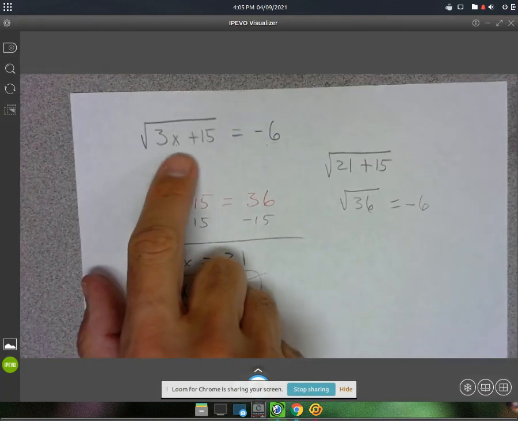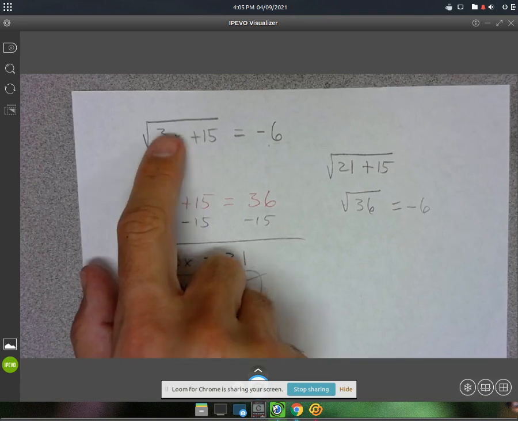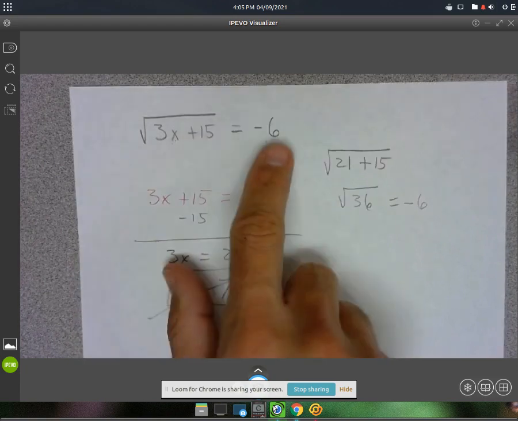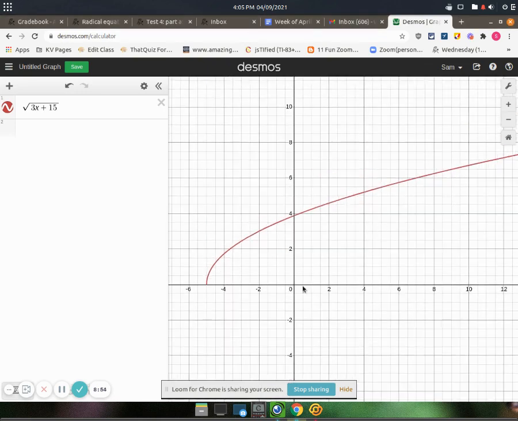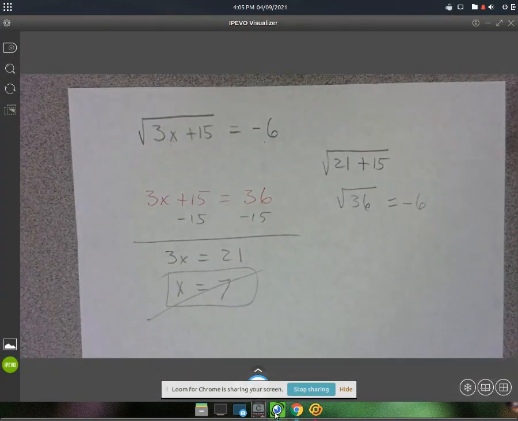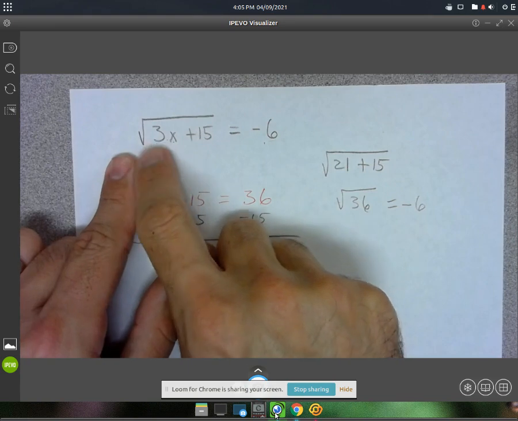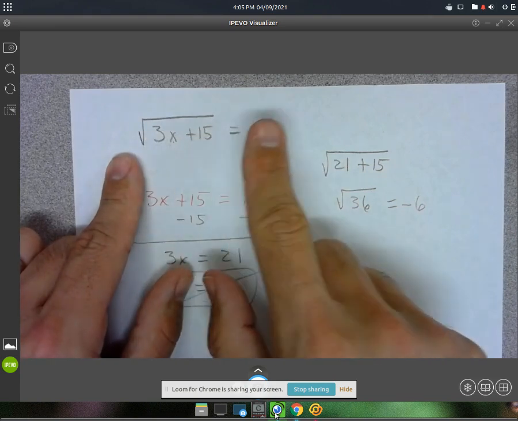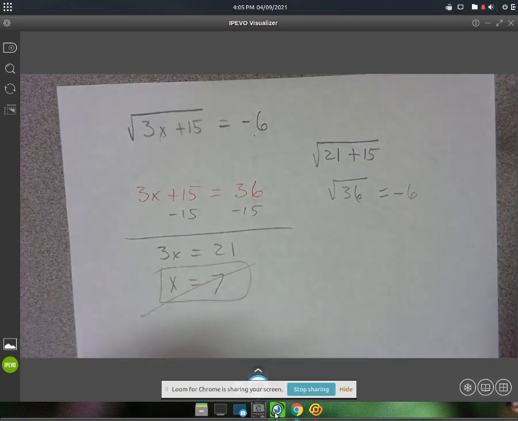What this equation literally says is find the input so that the output of the whole expression gives us negative 6. Well, negative 6 is an impossible output for this function. Negative 6 is not in the range, so it's not going to be possible. Basically, anytime you see with radical equations that the square root of something equals something negative like this, you don't even have to try to solve it. It's impossible.